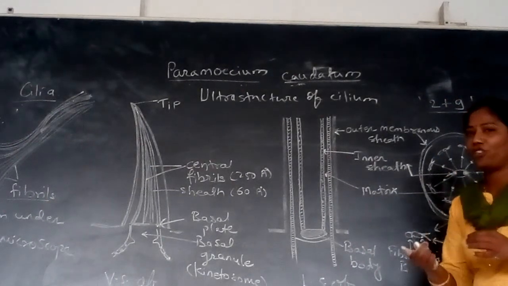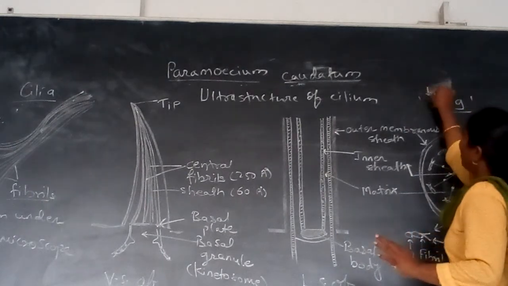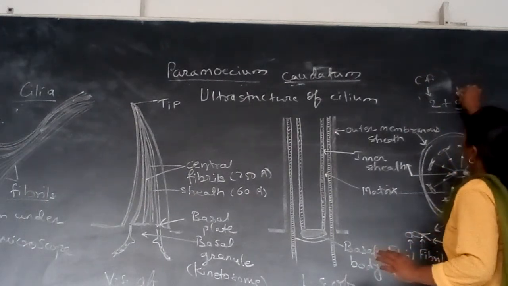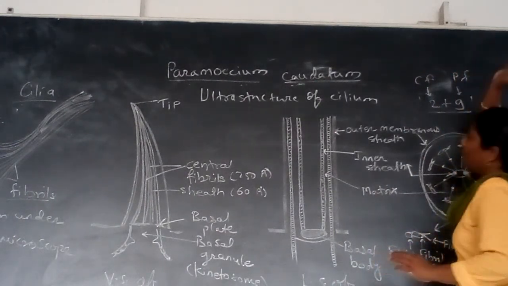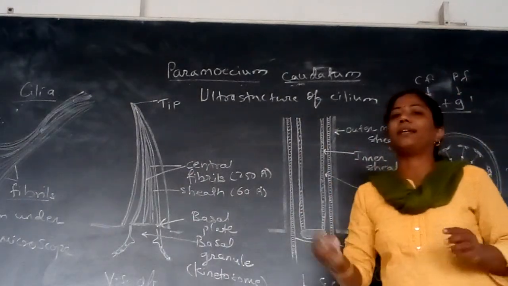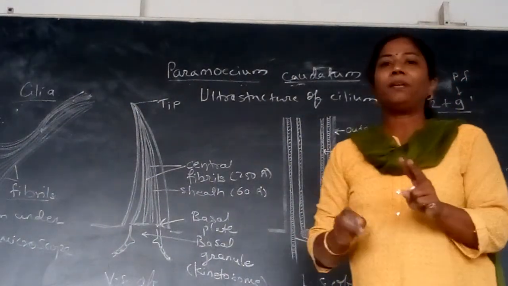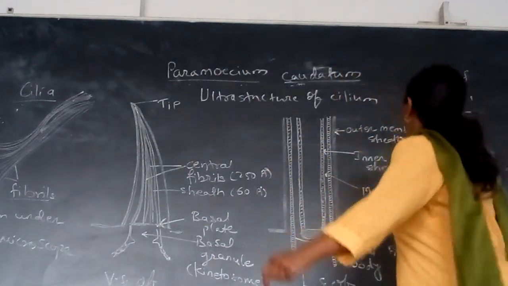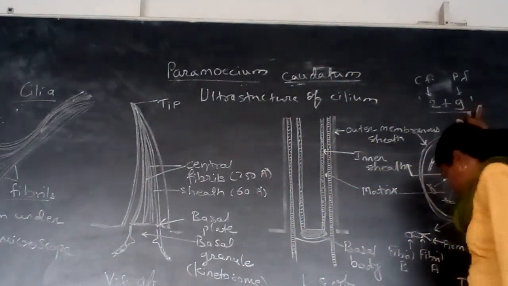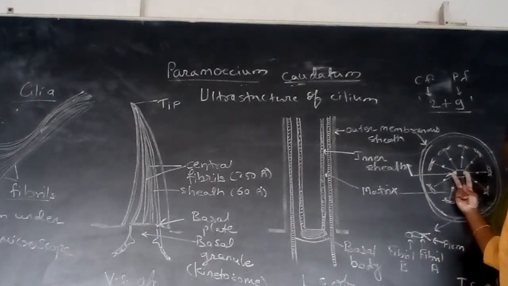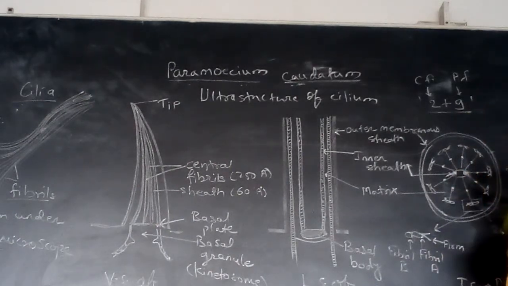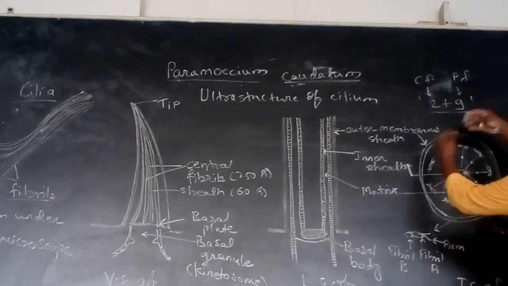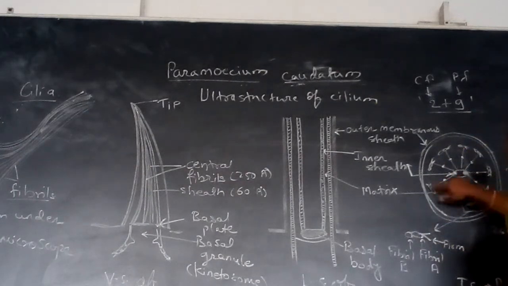So what does 2 plus 9 arrangement mean? The 2 central fibrils and 9 peripheral fibrils. So that is known as the 2 plus 9 arrangement. The two central fibrils are covered by the sheath, and outside that sheath, the 9 peripheral fibrils are there.